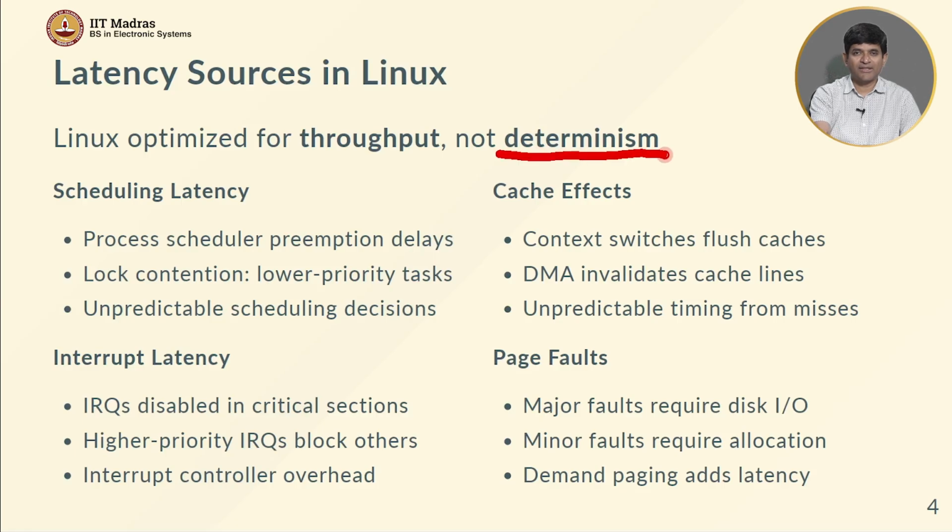Determinism is something slightly different. What it says is, if an event happens, how quickly am I going to respond to it? Now, the interesting thing is that when you are dealing with interaction, for example, on a desktop or on a laptop, the throughput may not be your primary consideration, because you are not always running a heavy duty web server or a database server.